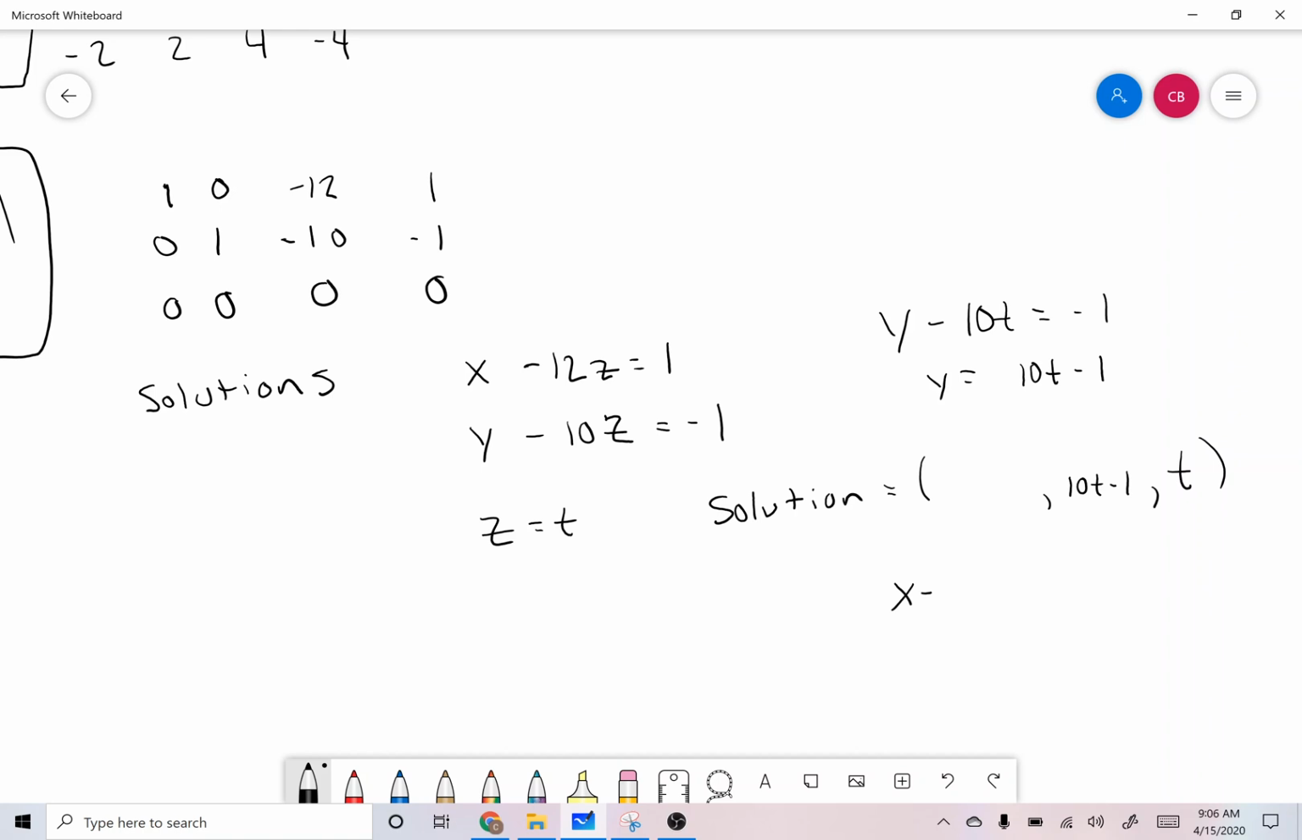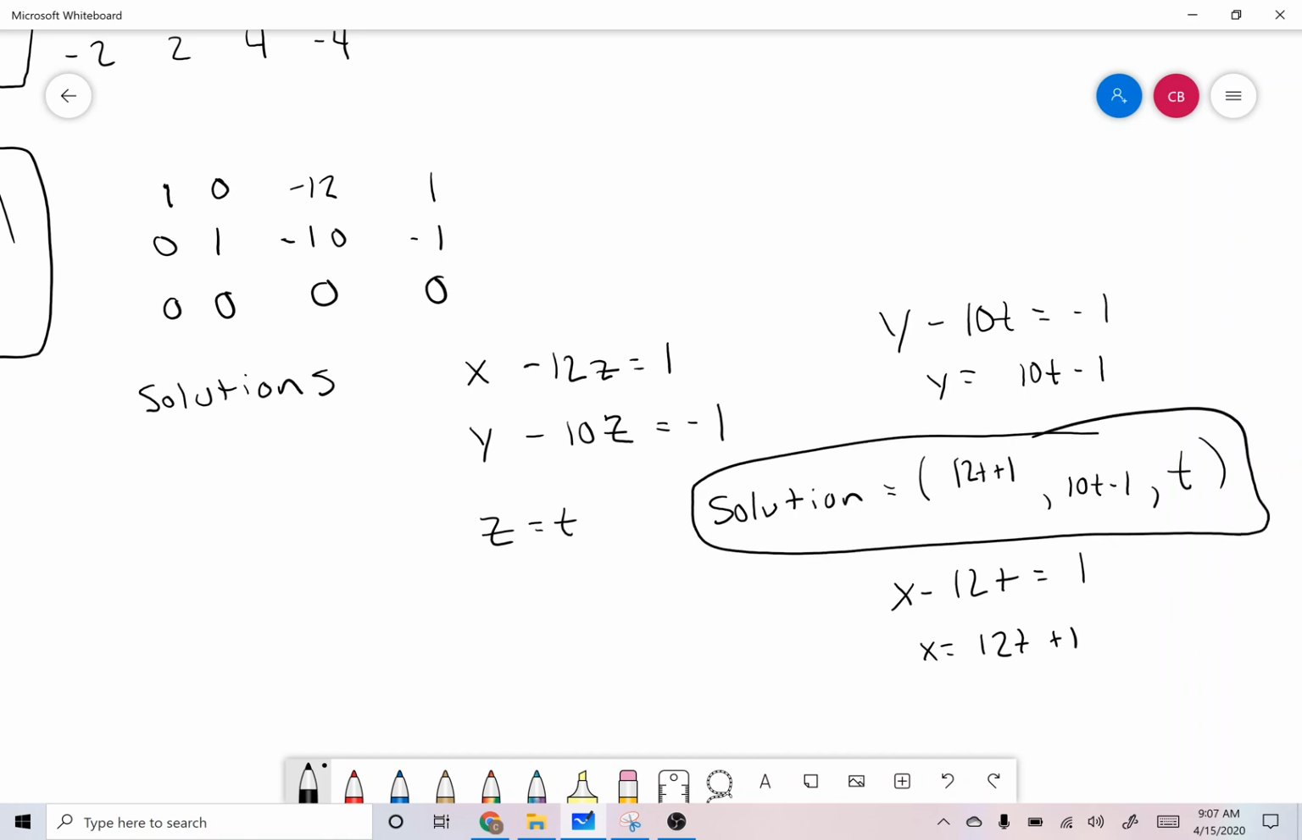And then x minus 12t is equal to 1 is going to give us x is equal to 12t plus 1. And so this will be our solution. Anything where you always pick t for your variable to be some number, then plug it into the other ones and figure out what the other ones equal, and that ordered triplet will be a point or a solution to your system.